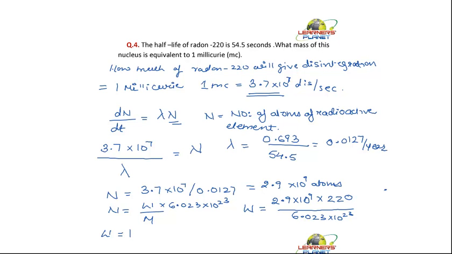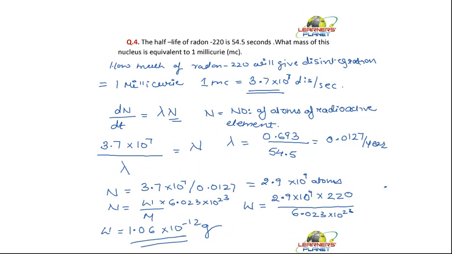So it would be 1.06 into 10 to the power minus 12 grams. So this many grams of radon-220 will give disintegrations equivalent to 1 millicurie.